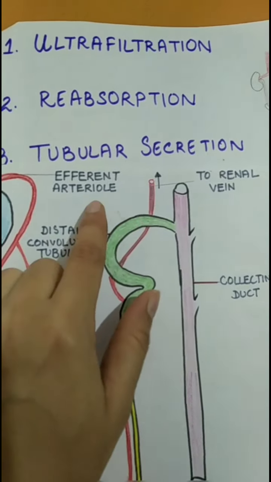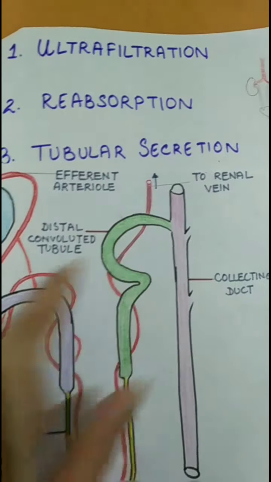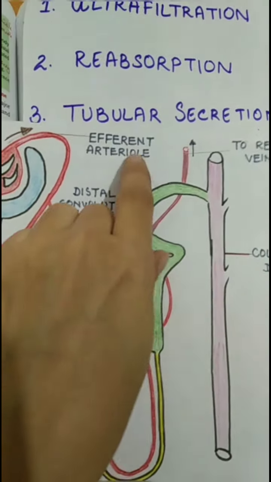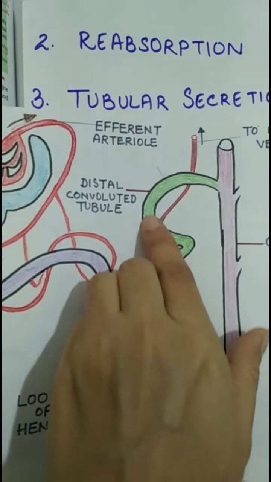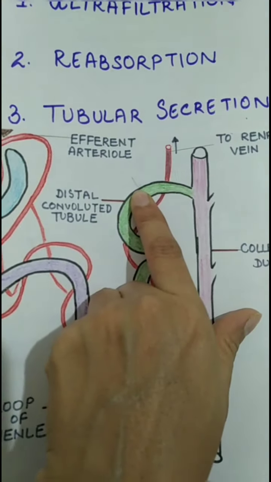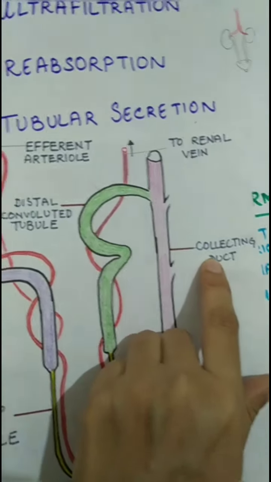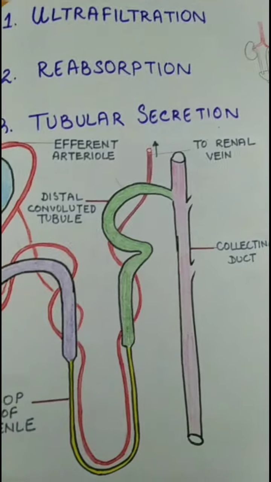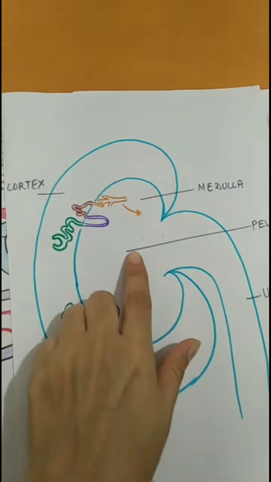From the blood, potassium ions are secreted into the DCT, and also certain drugs like penicillin and others are secreted into this DCT. So the urine gets the potassium ions and certain drugs into it, which are then finally poured into the collecting duct. So the collecting duct has all this urine, and from the collecting duct it goes into the pelvis part of the kidney.